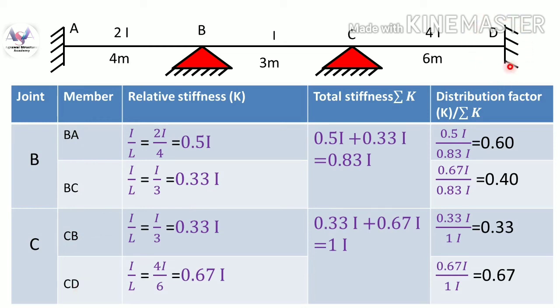So the far end is fixed, that we know. The stiffness is I by L. So put all these values here, 4I by 6. So we got 0.67I. So the summation of both these is 1. So put this value here, individual stiffness divided by the total stiffness, the distribution factor, 0.33 here and 0.67 here.